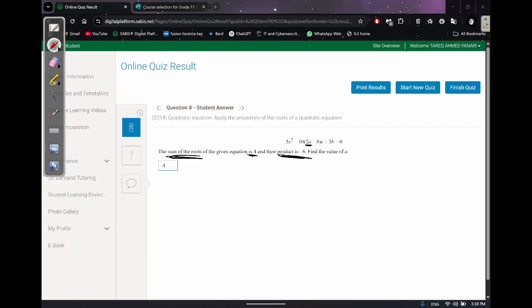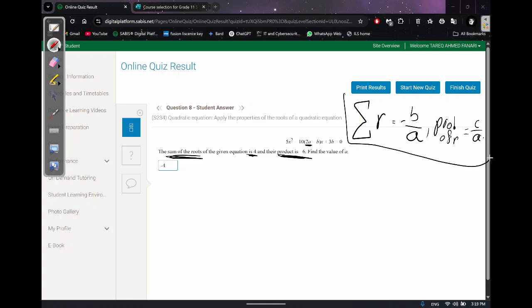Now there are rules to remember here. If you remember that the sum of the roots, I'm not gonna write sum of roots, that's way too long, is negative b over a. And the product of roots is equal to c over a. Okay, these are two rules you should know. Now what we're gonna do is we are gonna find b first. B is isolated in this term, in the c term. This is a, this is b, this is c. So b is gonna be very easy to find.